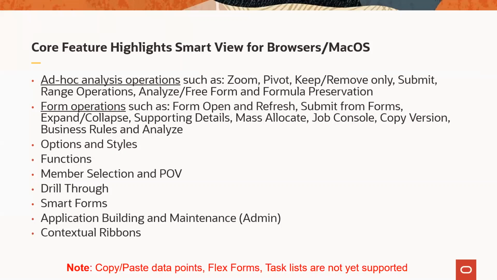But they could do the different ad hocs, the different form operations, running business rules, the mass allocate, seeing the job console, other things. You could use functions. So we have the HS get and some of these other functions that are there now. All your members select. You could execute drill through. Application building and maintenance. So kind of on the admin side now, you could do some of those admin functions that wasn't in the initial release, but we've added that.